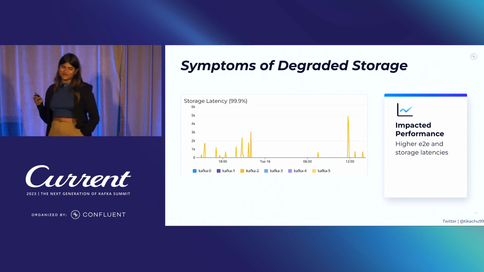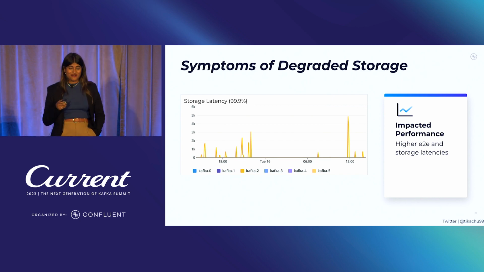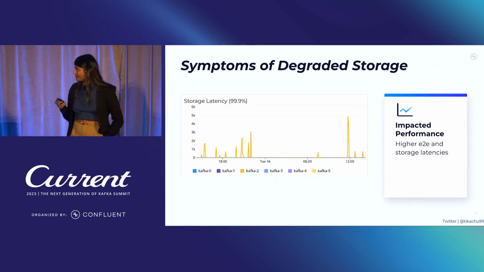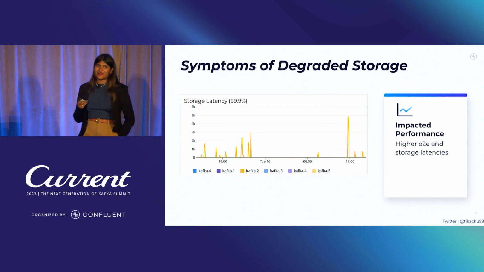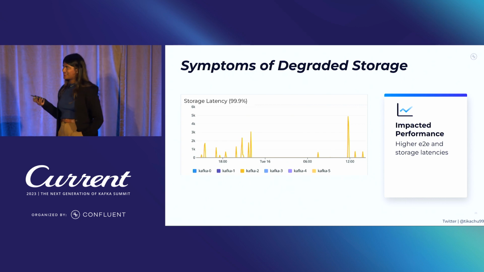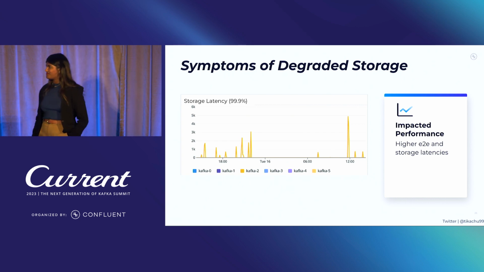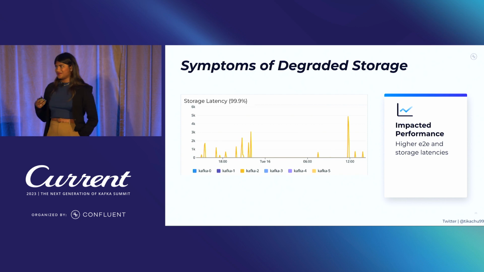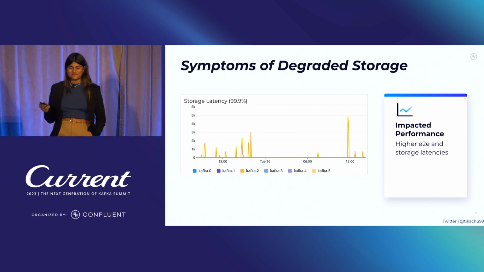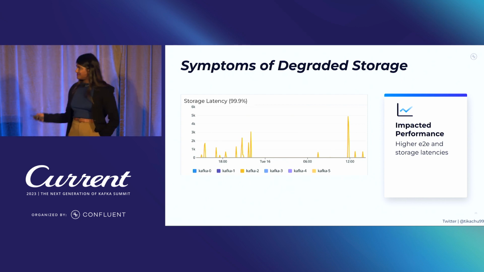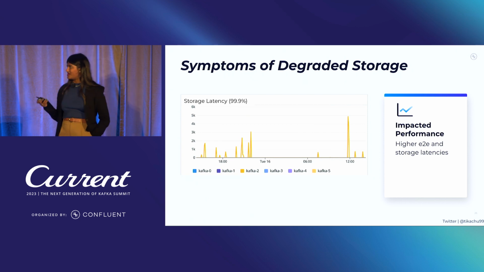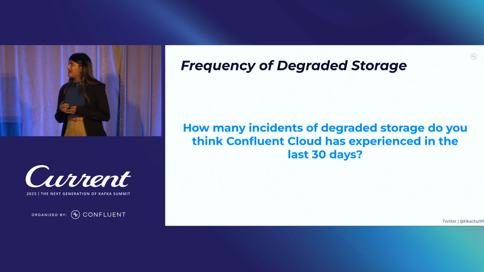Over here, we see a pretty big spike of about 5 seconds around 12 o'clock PST, which is pretty bad for it to take 5 seconds to write a record to disk. Again, like I mentioned earlier, we would expect this to be under 1 millisecond, to ideally not take too long. So this is what it looks like when we have an instance of degraded storage.